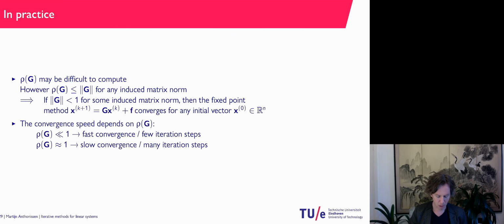Now, what we have also seen, or we haven't really seen that, but we'll come to that in a second, is if the spectral radius is much smaller than 1, we have fast convergence, so we need few iteration steps. If it is less than 1 but close to 1, 0.9, 0.99, something like that, we have very slow convergence and we'll be needing many iteration steps.